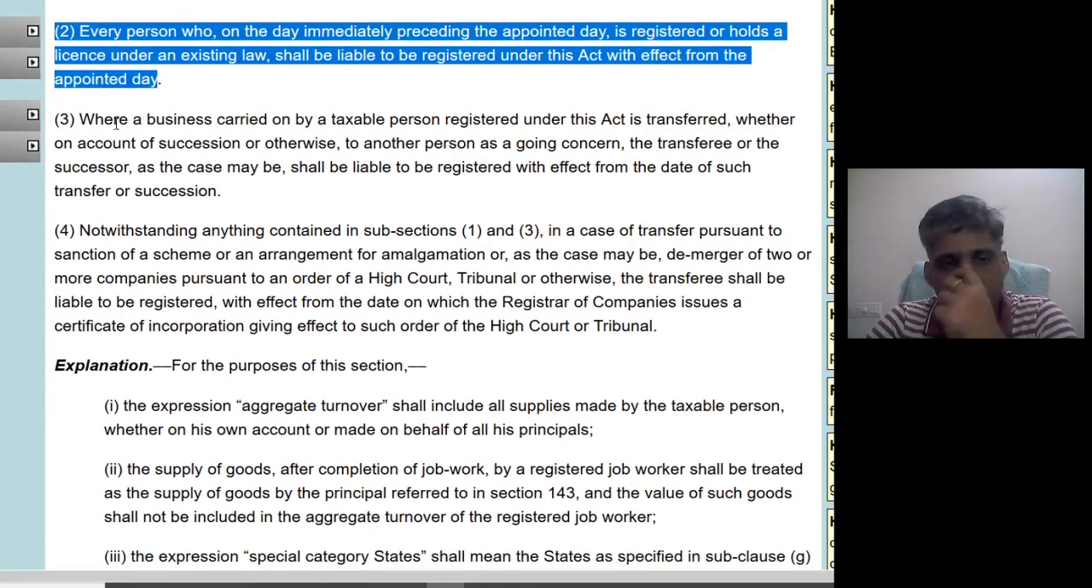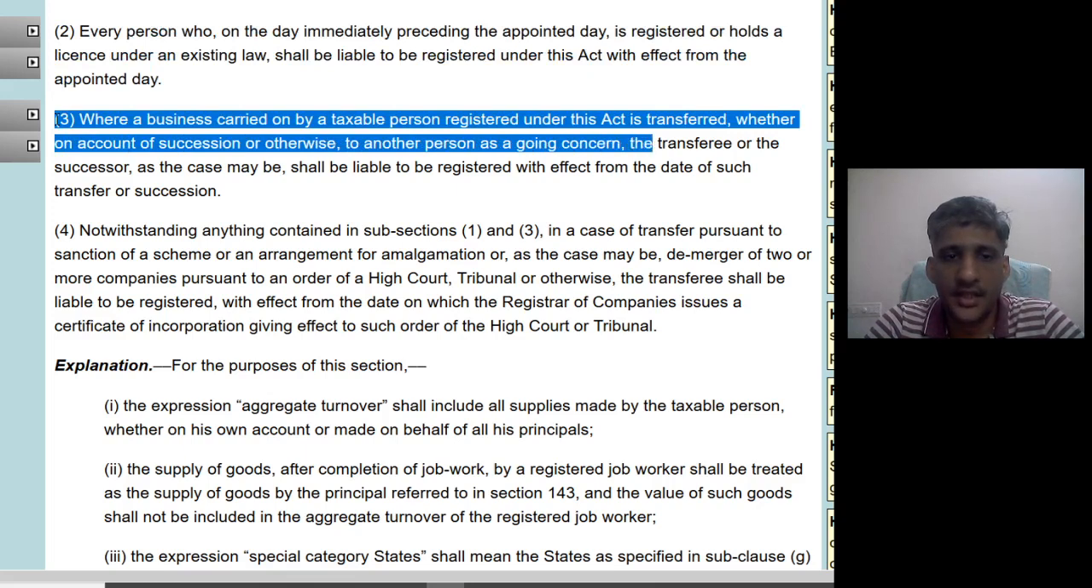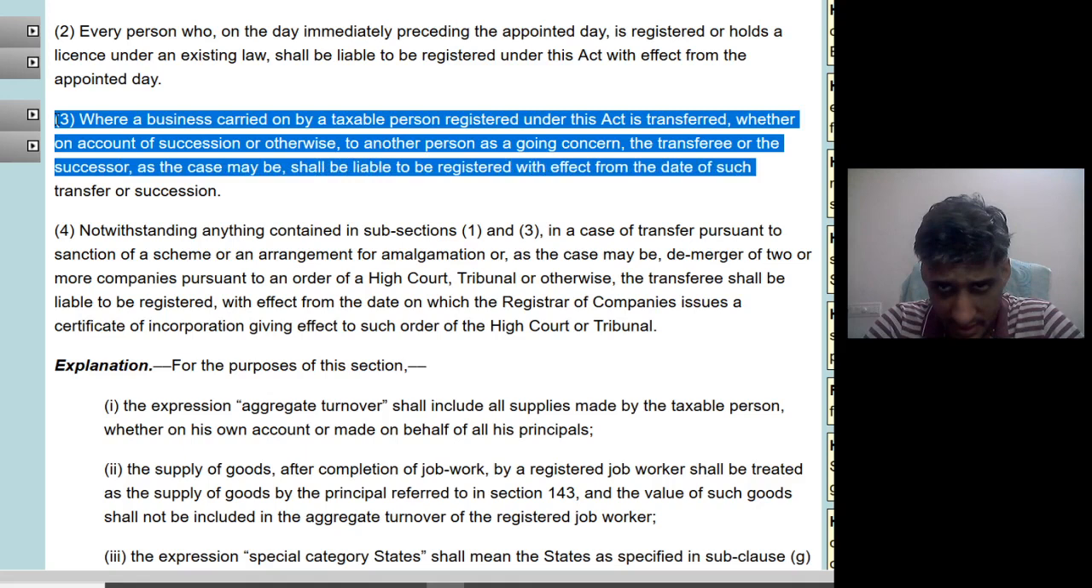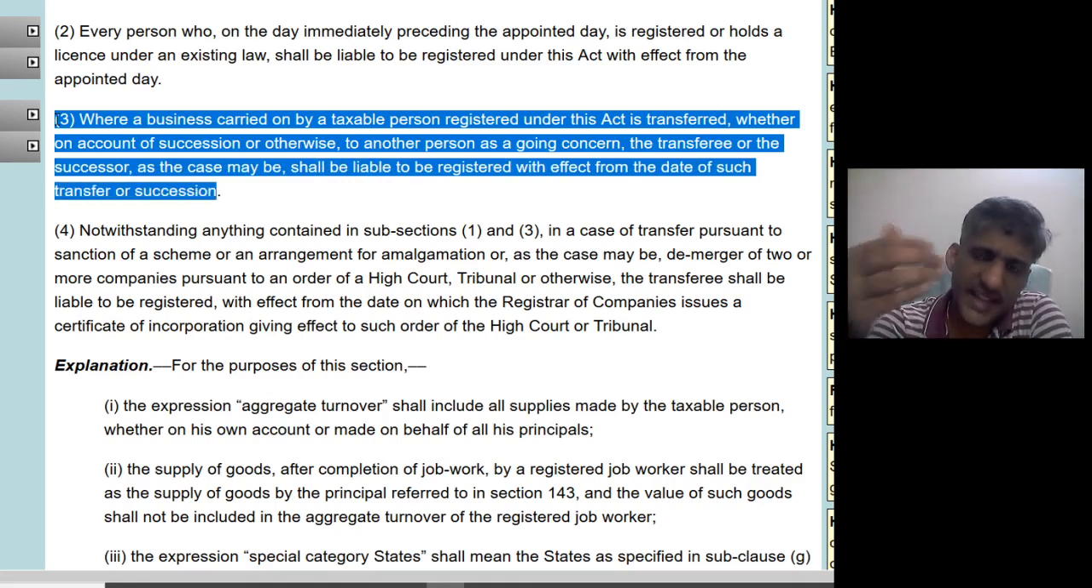Then subsection 3 says where a business carried on by a taxable person is transferred on account of succession or otherwise to another person's going concern, the transferee or successor, as the case shall be, is liable to be registered with effect from the date of such transfer or succession. So if A is running a business, A dies, and A's son takes over the business, A's son has to take a separate registration. A is gone. If A company is taken over by B company, then B company should take the registration.